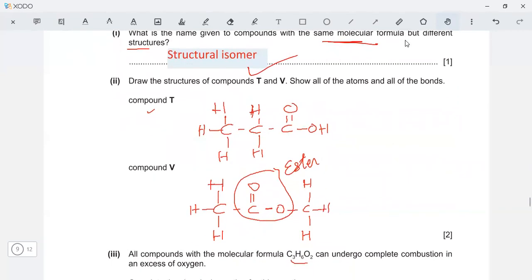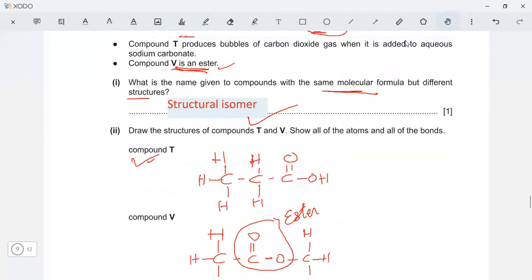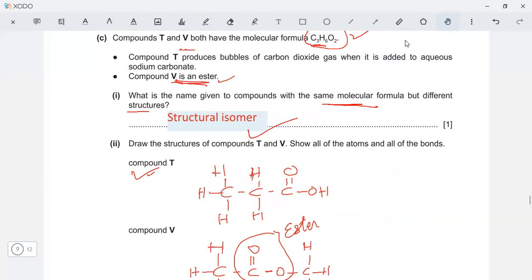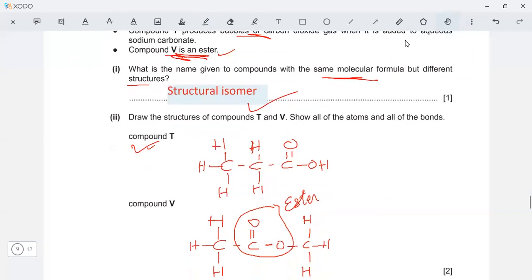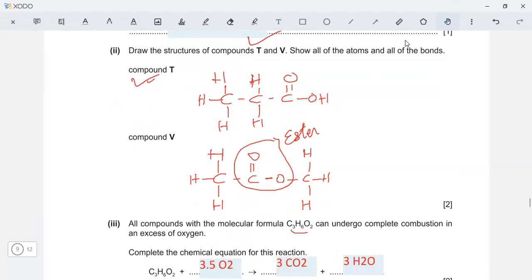Second one: draw the structure of compounds T and V, with all the atoms and all the bonds. First, compound T. Compound T produces bubbles of carbon dioxide when it is added to sodium carbonate. So it's supposed to be alcohol, right? And compound V is an ester. So T is basically alcohol and V is basically ester.